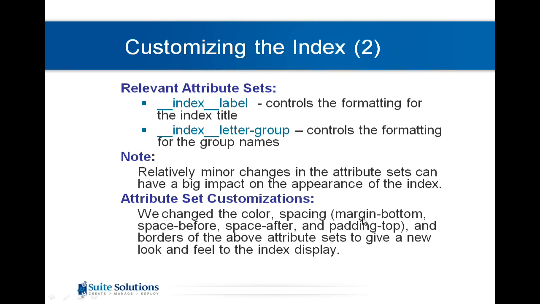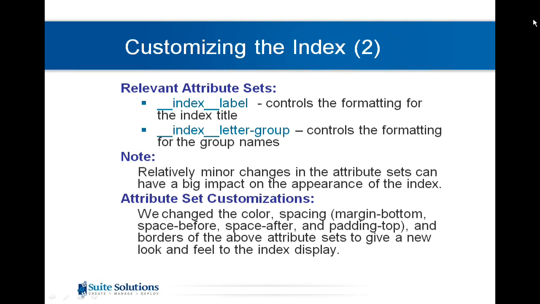The specific changes we made were that we changed the color, spacing, and borders of the above attribute sets to give a new look and feel to the index display. Next to spacing, I have a list of different spacing attributes we changed: margin bottom, space before, space after, and padding top. Anyone who's worked with these customizations a little knows that there are many different ways of changing spacing and different ways have different advantages. But that's not our focus for tonight.